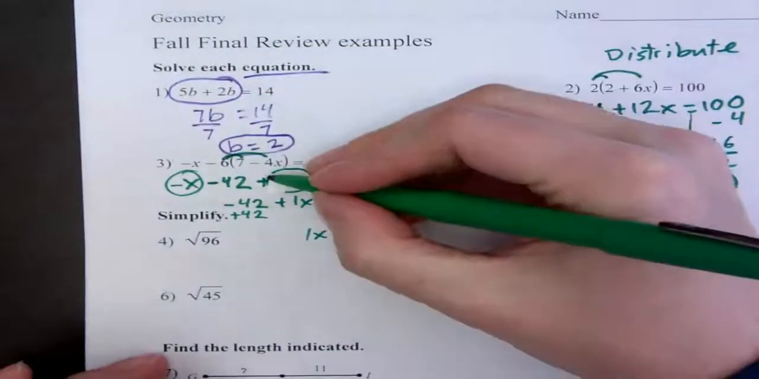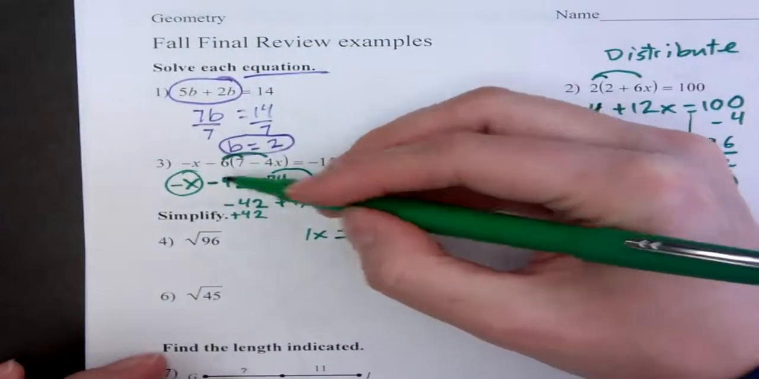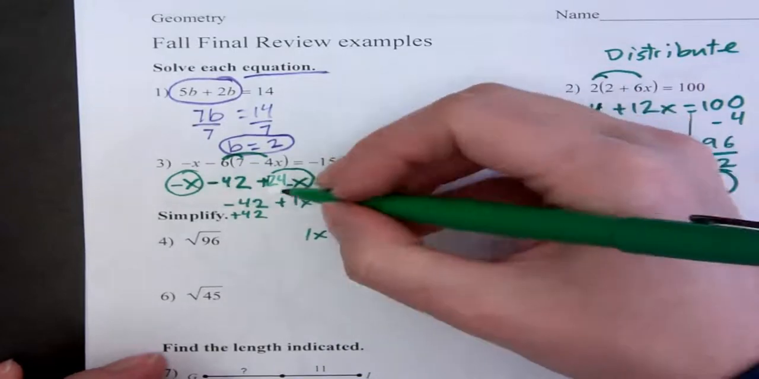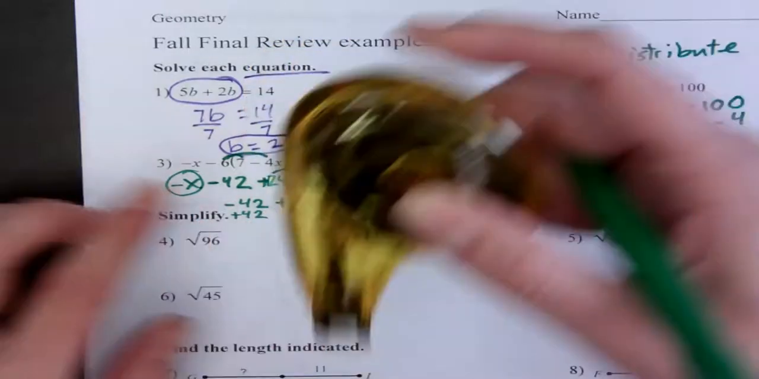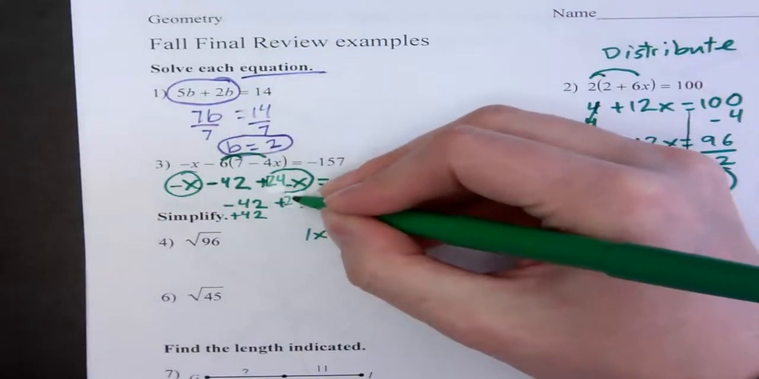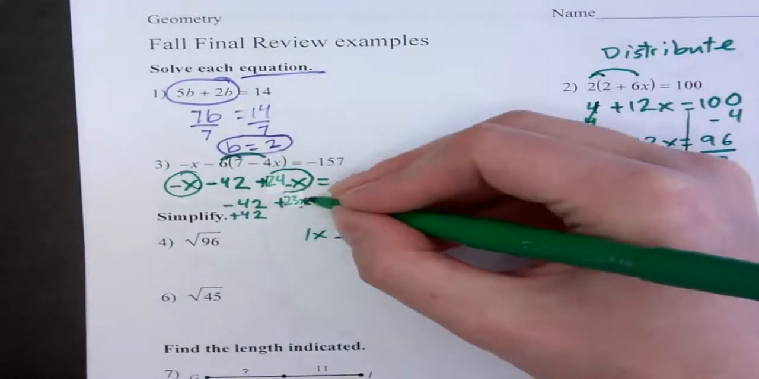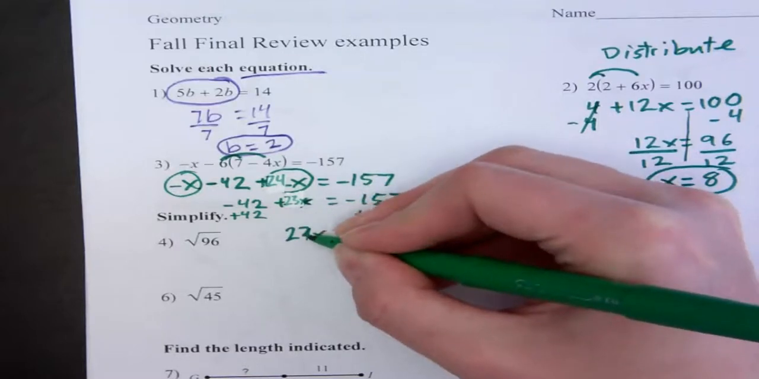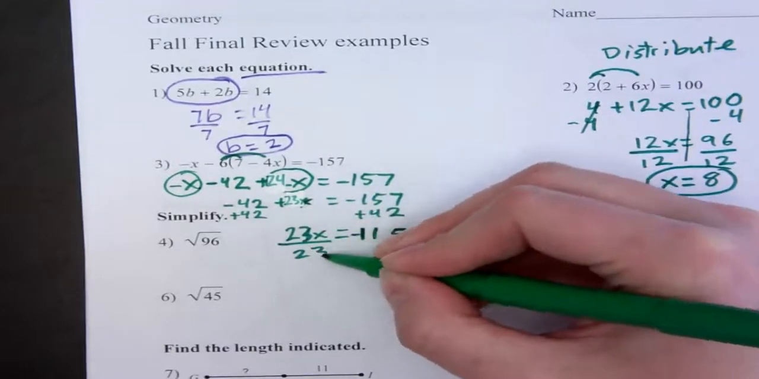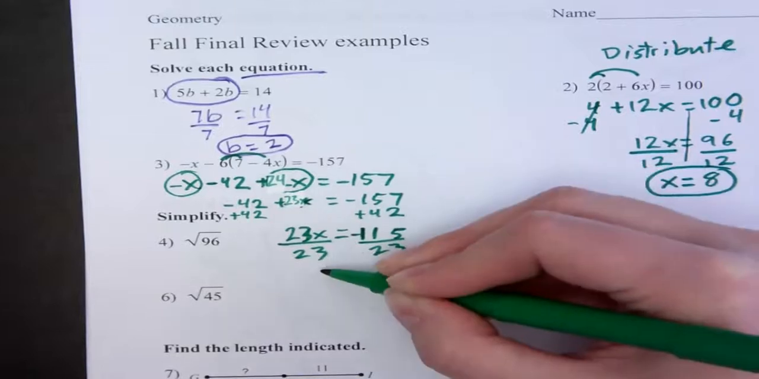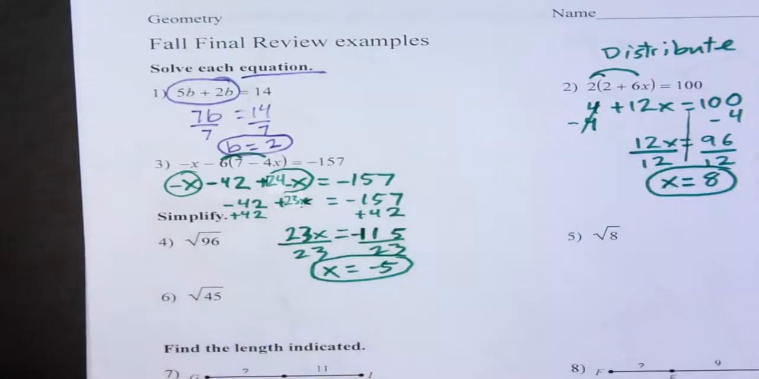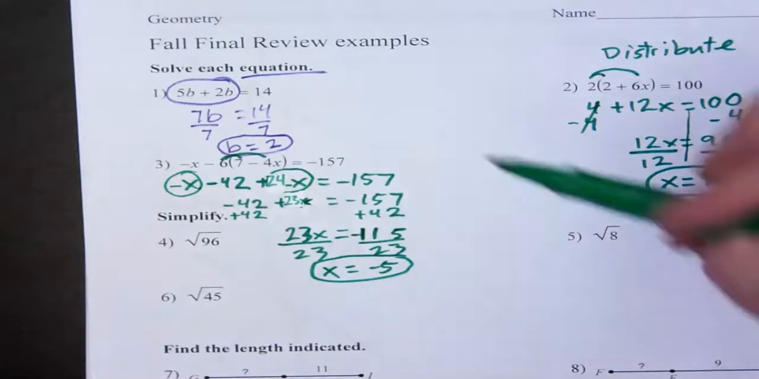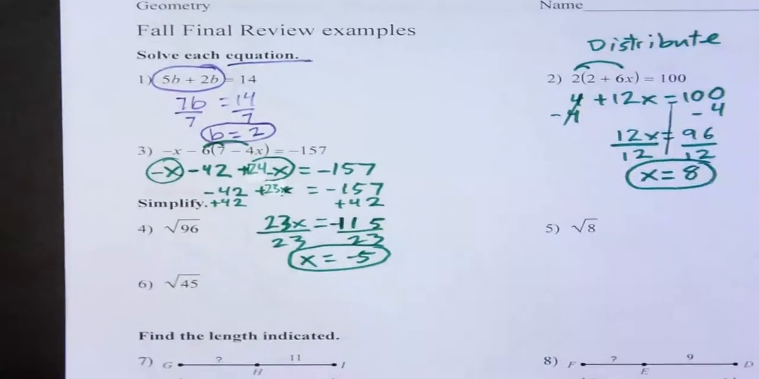So this was 24x. When we combine it with the negative 1, it becomes 23x. And so then this is 23x. We divide by 23 to get x equals negative 5. And that's the answer. Okay, so those are our solving equations.